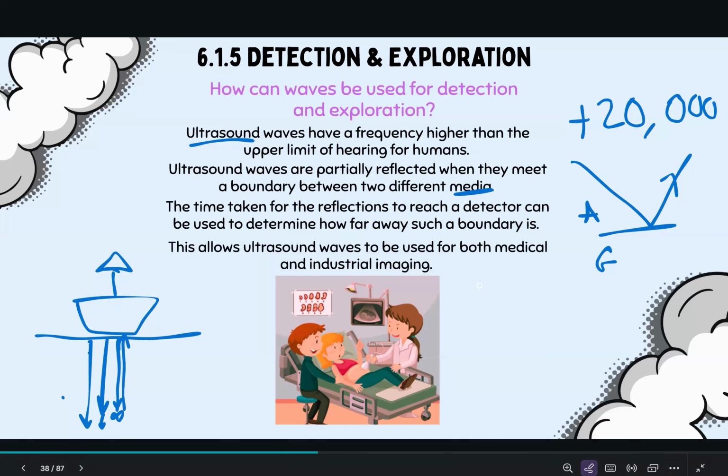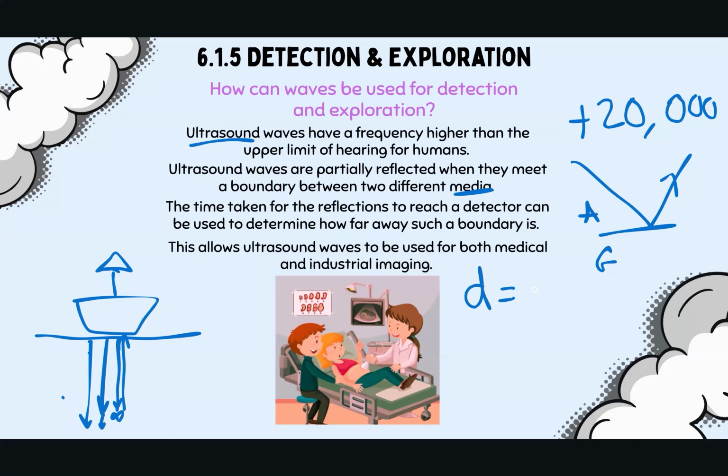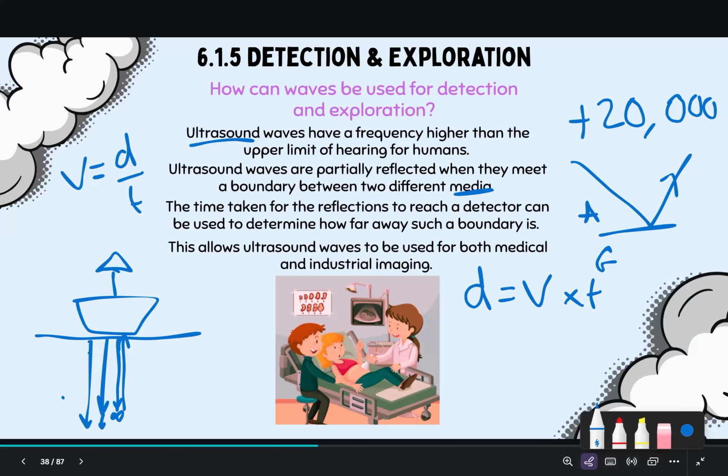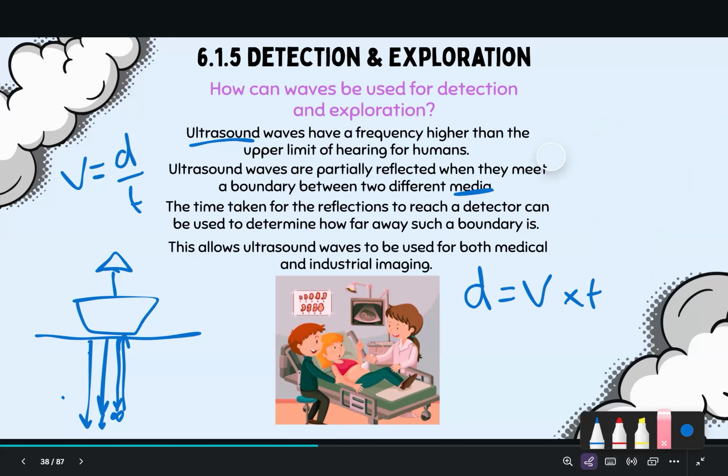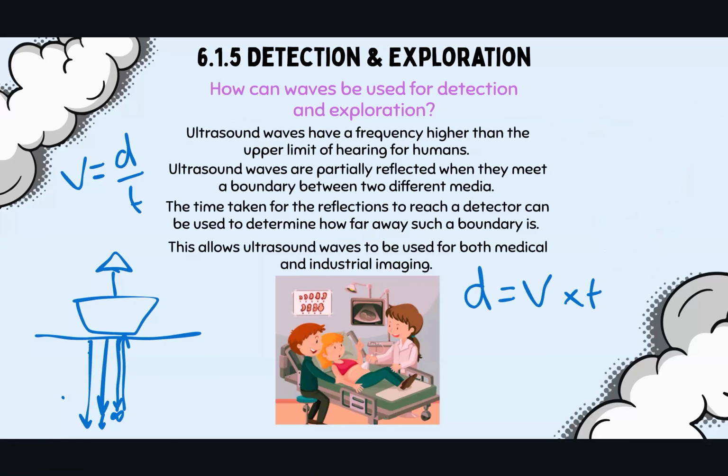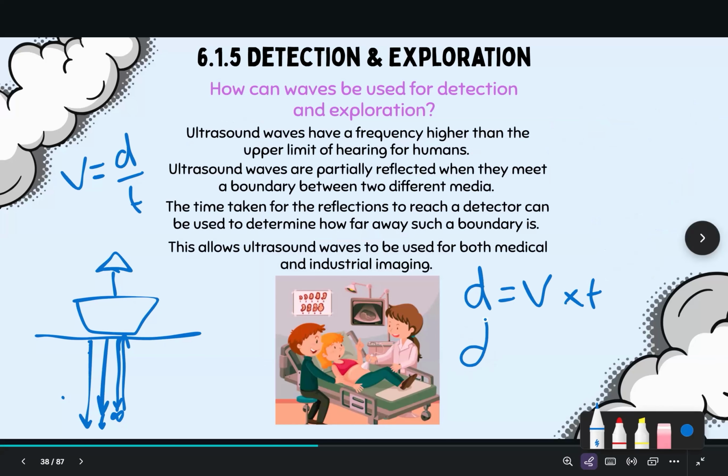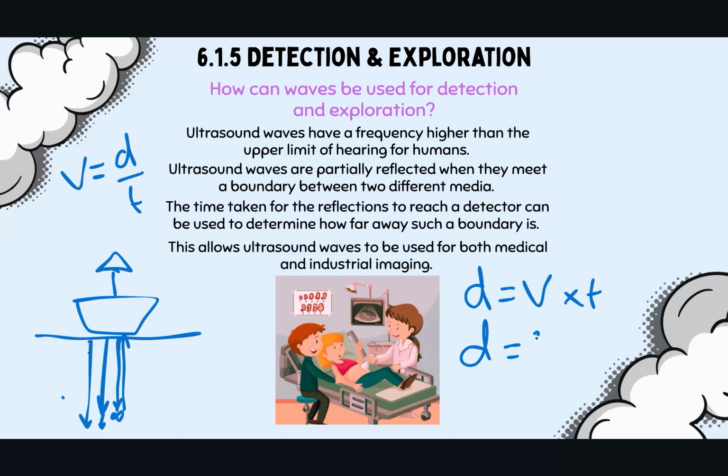So we know to work out distance, so we know speed equals distance divided by time. So distance would equal speed times time. Now, in this case, we're talking about ultrasound, we're talking about sound. So what's the speed of sound? It's 330 meters per second. So we know it's going to be 330 multiplied by the time taken for the sound to hit the fish and come back to the boat. So let's say that was 6 seconds.